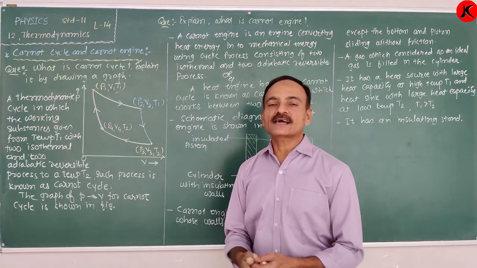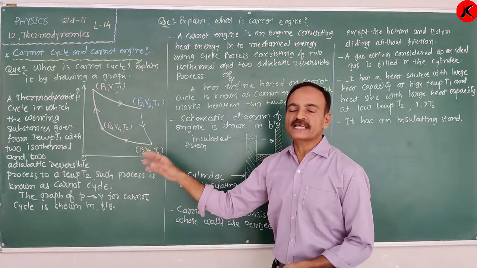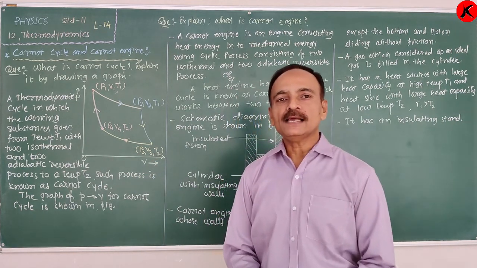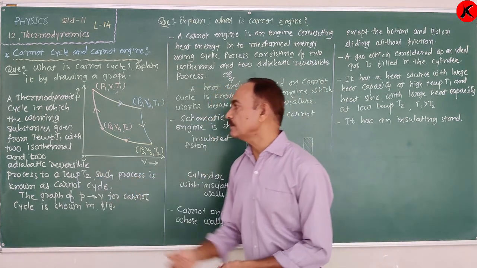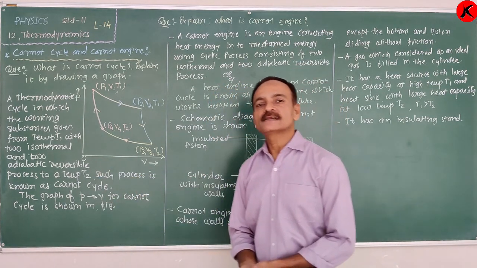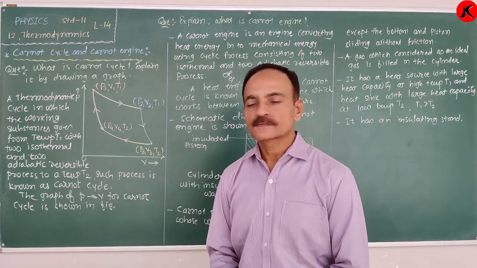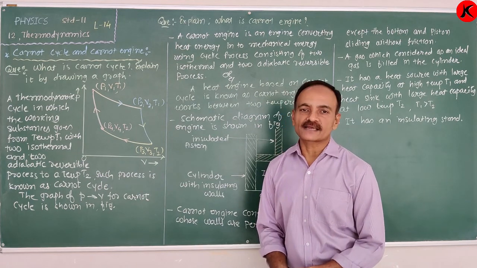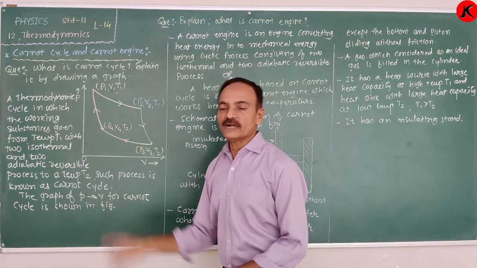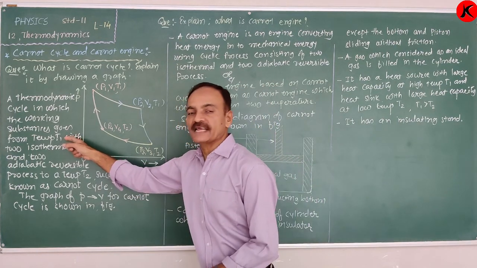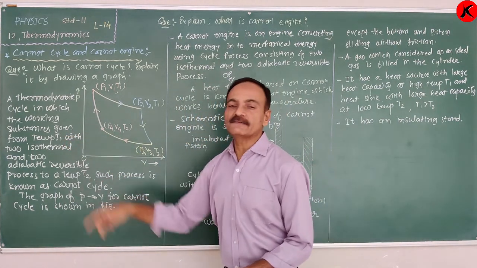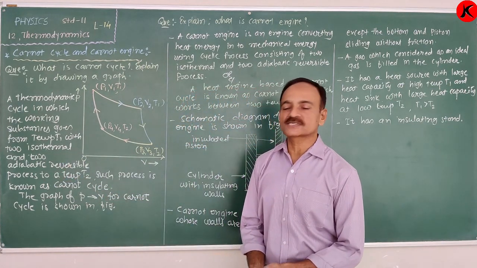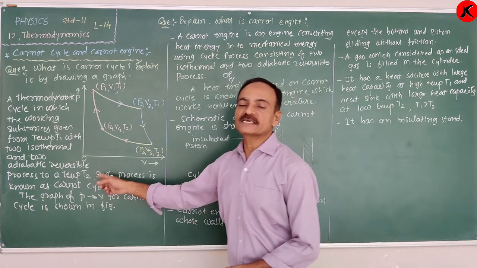A thermodynamic cycle in which the working substance goes from temperature T1 to temperature T2 with two isothermal and two adiabatic reversible processes. Such a cycle or process is known as the Carnot cycle.